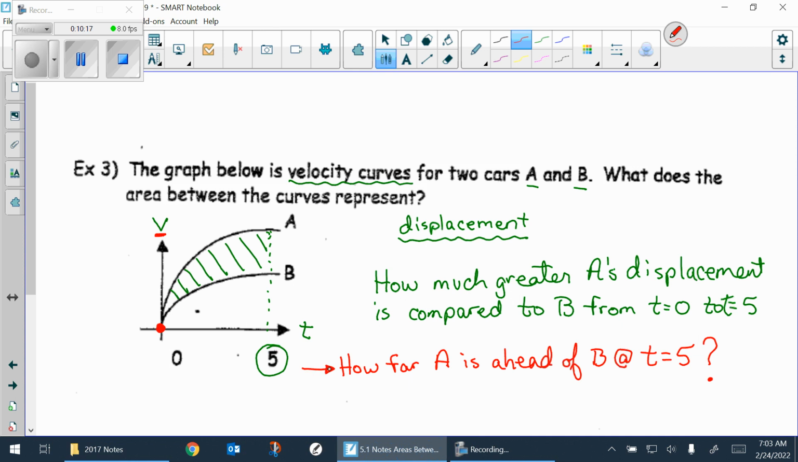Right now, all we can honestly do and confidently do is comment on the displacements, and that's going to be the difference in their displacements from a time of 0 to a time of 5. If we are given some information about them going in the same direction and starting at the same point, well, then something like this would definitely be an acceptable answer. In this case, we weren't.